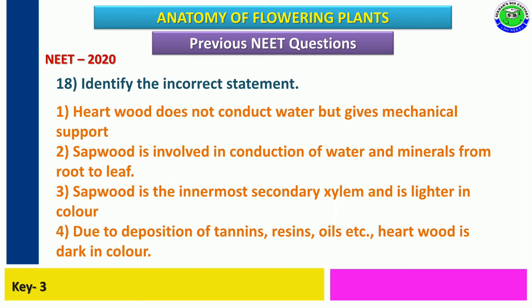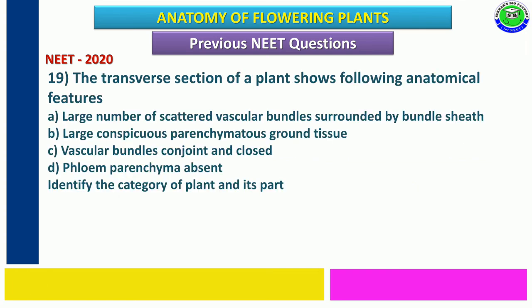In this, incorrect statement is third option, because sapwood is the peripheral portion of secondary xylem and it is lighter in color. It never consists of chemicals like organic compounds and it can conduct water and minerals.